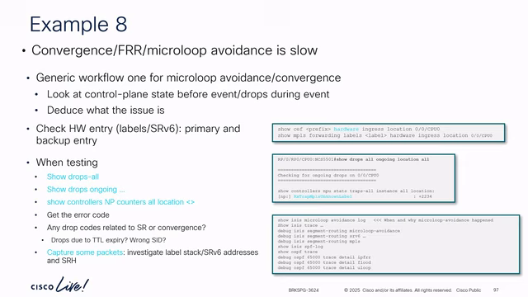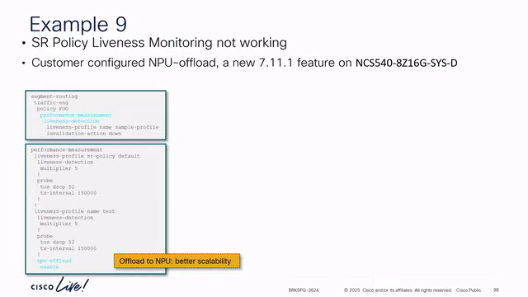SR policy. Another case we had, performance measurement is not working. So we send out probes. We can test a link. We can also send probes for a policy, so multiple hops, and it doesn't work. Now, sending out the probes is a lot of work for the router, so we can offload that to the hardware, to the NPU, and this is the command. That's what the customer does.